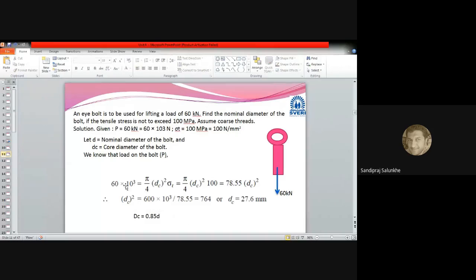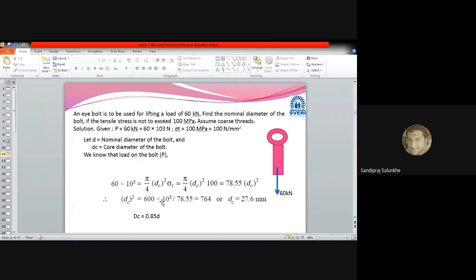Now the allowable stress is equal to force, which is 60 kilonewton. We'll convert it into Newton, so 60 into 10 raised to 3, divided by area. The cross-sectional area we take to the other side, and the allowable tensile stress is 100 megapascal. So 60 into 10 raised to 3 is equal to pi by 4 d c square into sigma t, the allowable tensile stress, which is 100 Newton per millimeter square. So we'll get the core diameter in millimeter.